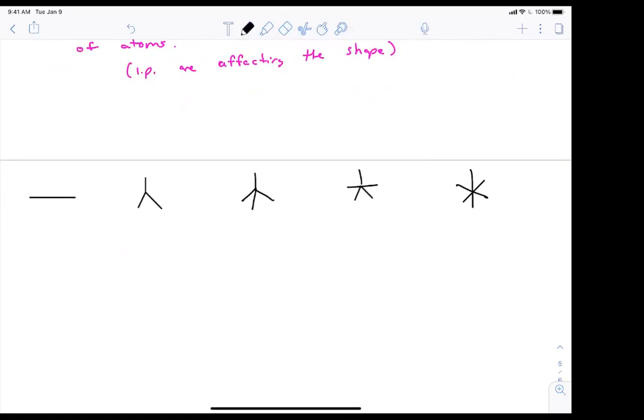Now, if you have no lone pairs and all you have is bonds, then it doesn't matter. Your electronic geometry is the same as your molecular geometry. You'll have linear, trigonal planar, tetrahedral, trigonal bipyramidal, and octahedral. And you will have the angles that are according to that.